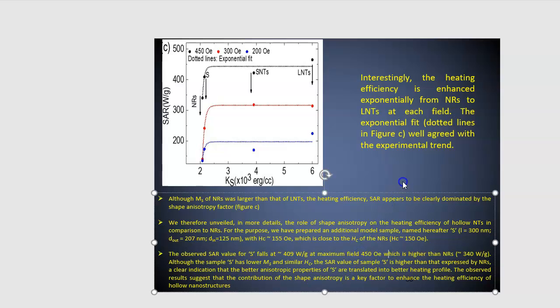Although sample S has lower saturation magnetization and similar coercivity, the SAR value of sample S is higher than that of nanorings, which is a clear indication that better anisotropic properties are translated into better heating profile. The observed results suggest that the contribution of the shape anisotropy is a key factor to enhance the heating efficiency of hollow nanostructure.